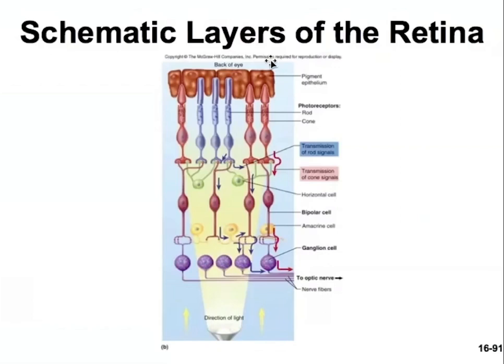Horizontal, bipolar, and amacrine cells. These adjust what is actually conveyed to the brain. Hence, as stated before, we see only what the retina sees. Here the visual information is streamlined before sending down the optic nerve and to the primary visual area of the brain.